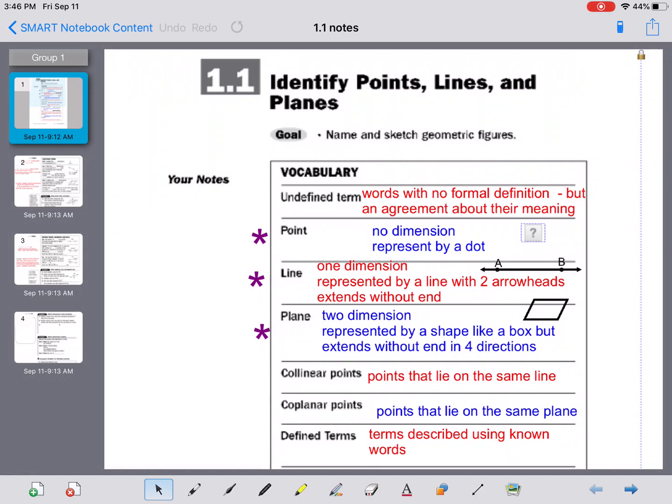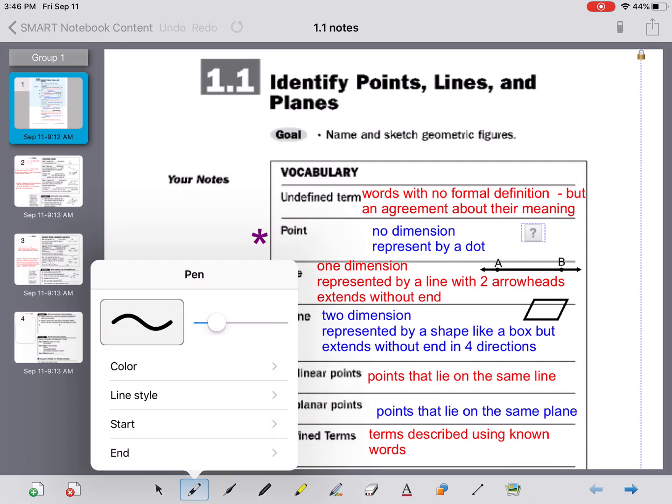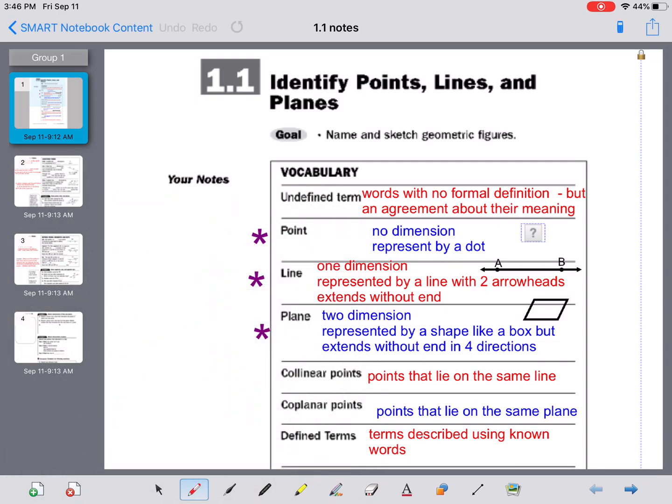So we are going to start Geometry Notes, Chapter 1, Section 1, 1.1, identifying points, lines, and planes. Now, as you can see here, there is a lot of vocab. One thing I want you to know in geometry is I do not have vocabulary quizzes. I do not have big matching sections. You don't have to know formal definitions for all these words.